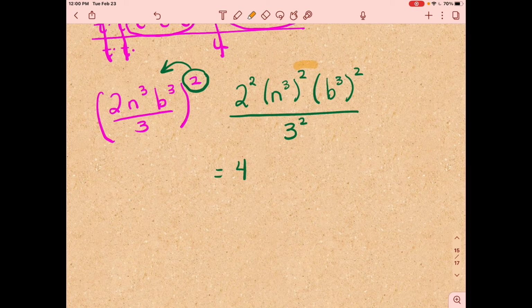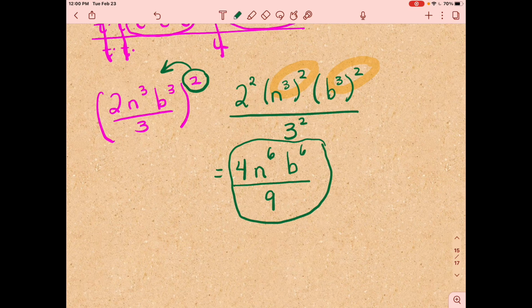N to the third squared: we learned that a power on a power means we have to do n to the third twice, or multiply 3 times 2 is 6. And then we're going to do the same thing here. B to the third twice gives us b to the sixth. And then on the bottom, we have 3 squared, which is 3 times 3, or 9. And here is my simplified expression. I've gotten rid of extra exponents and parentheses.